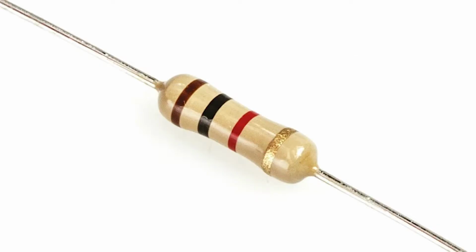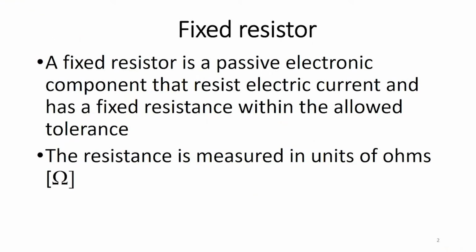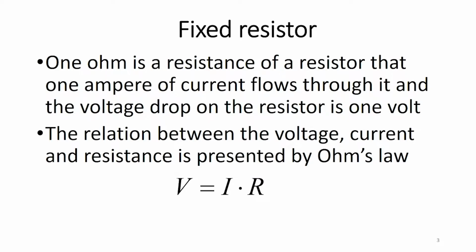A fixed resistor is a passive electronic component that resists electric current and has a fixed resistance within the allowed tolerance. The resistance is measured in units of ohms, and it is designated by the letter omega. 1 ohm is the resistance of a resistor that 1 ampere of current flows through it, and the voltage drop on the resistor is 1 volt. The relation between the voltage, current, and resistance is presented by Ohm's law, V equals I times R.